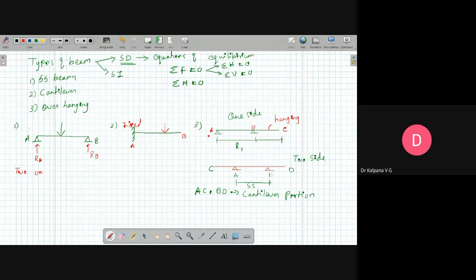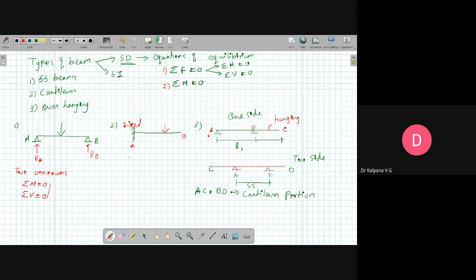Since the simple support allows the horizontal movement, only the vertical movement is arrested. So two unknowns, RA and RB. Coming to the equations of equilibrium, we'll be having two equations: first one is sigma F equal to 0 and sigma M equal to 0. We can use sigma M equal to 0, and in sigma F, we can use sigma V equal to 0. Hence, the two unknowns can be solved using two equations. Hence, this beam comes under statically determinate beam.